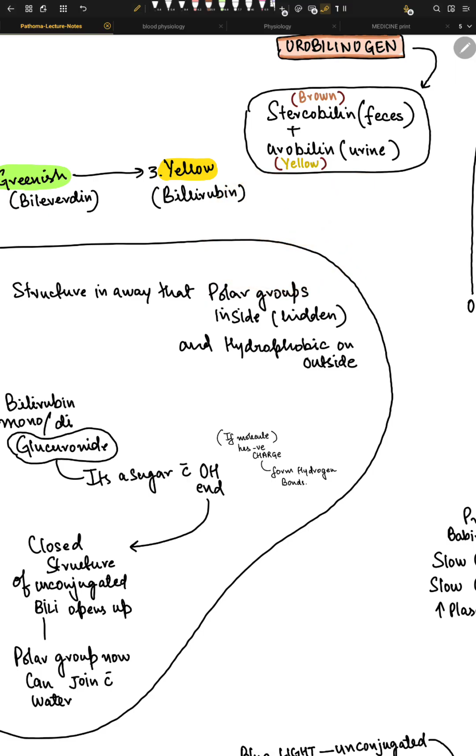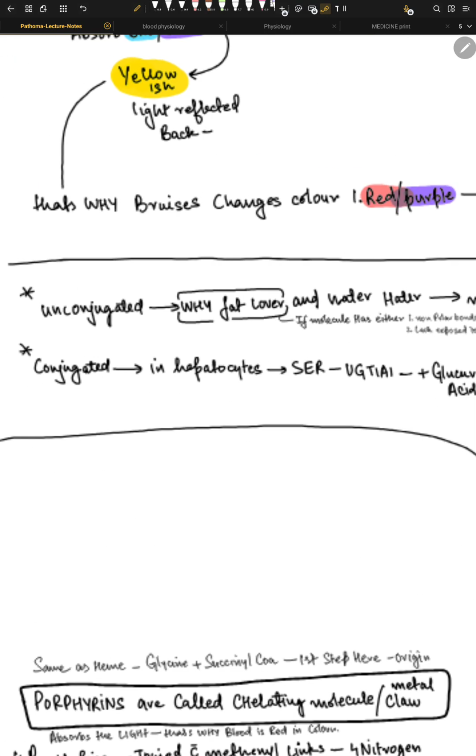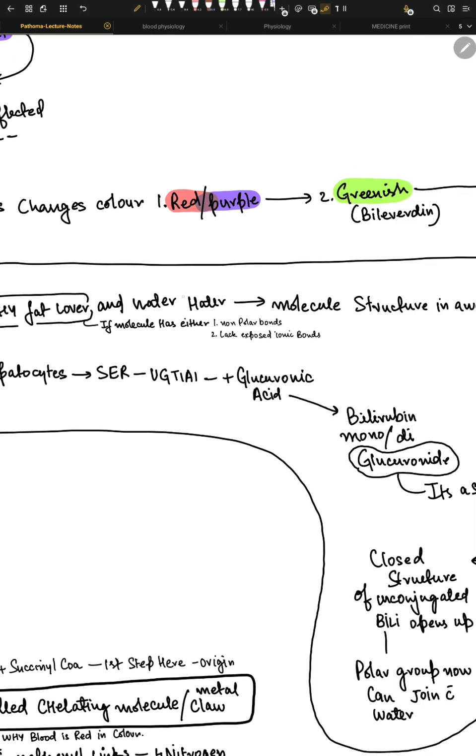It's inside. And usually what happens is the polar group is responsible for the binding with H2O, right? The hydrogen bonding happens with the polar groups usually, but this is what happens. This polar group is hidden inside, and the hydrophobic end of this structure is outside. So that's why unconjugated bilirubin is hydrophobic. So I have answered your one question.